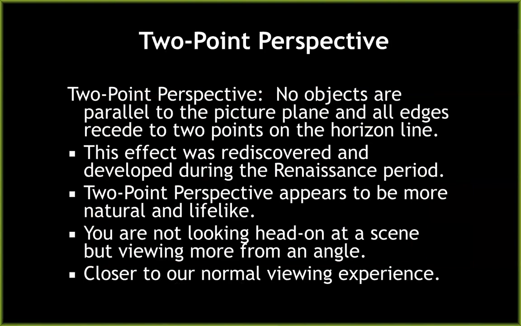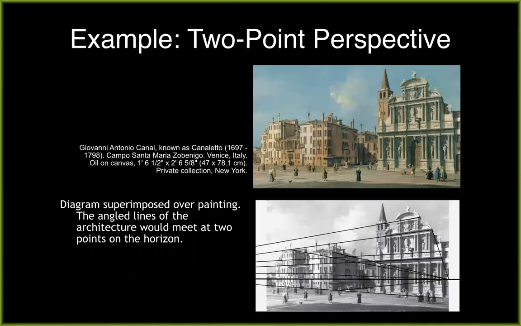Two-point perspective a little better reflects what we actually see as human beings with our two eyes. No objects are exactly parallel to the picture plane, and all the edges recede to two different points on the horizon line. Also developed during the Renaissance, it's a little more lifelike and natural, and we're not looking at things head-on, but more from an angle.